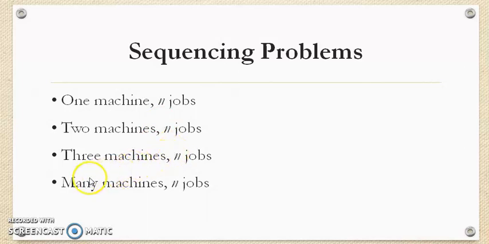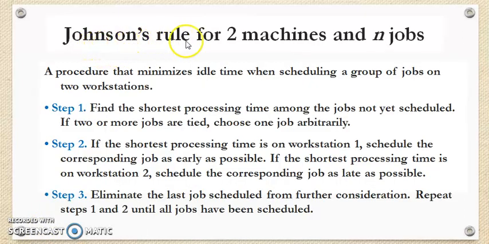Let us discuss now Johnson's rule for sequencing two machines and n jobs. This procedure minimizes the idle time when scheduling a group of jobs on two workstations, two machines. It is very helpful and widely used for sequencing of jobs. Let us discuss the steps first, and then we will discuss a problem for sequencing of n jobs on two machines.